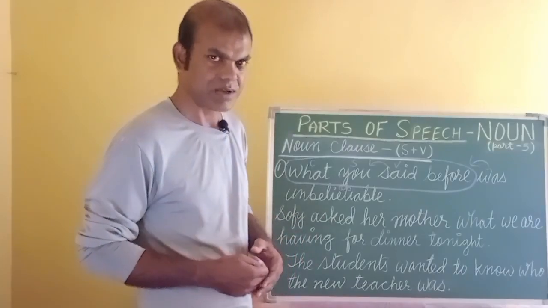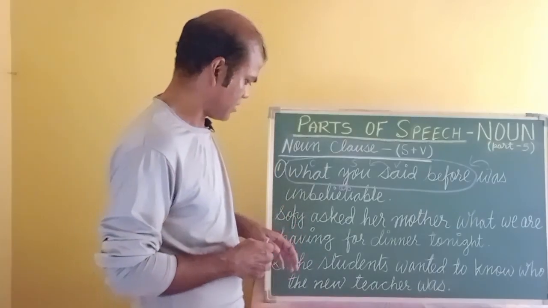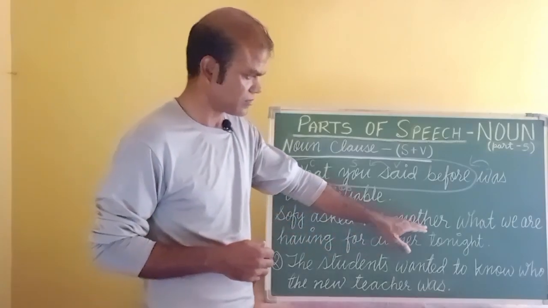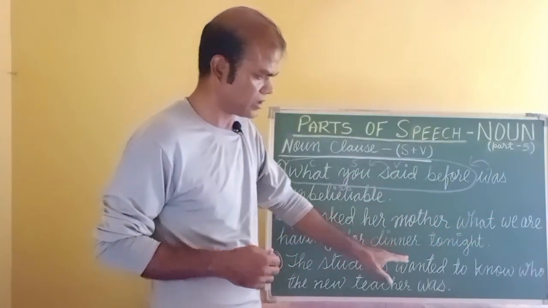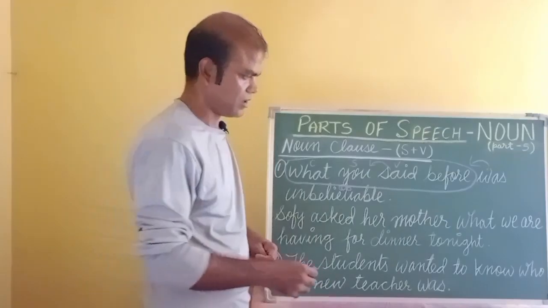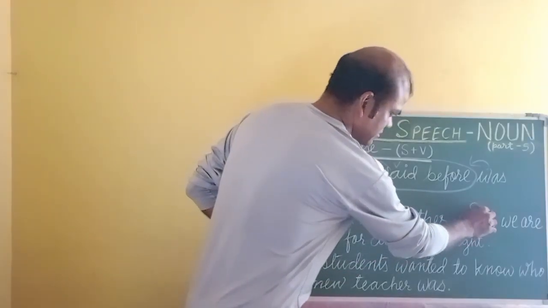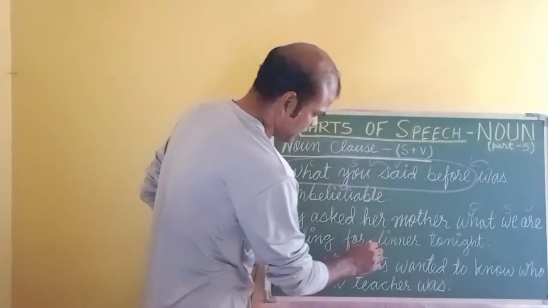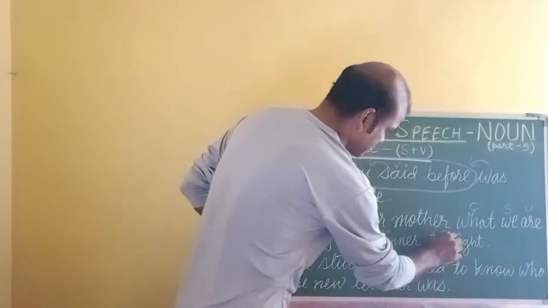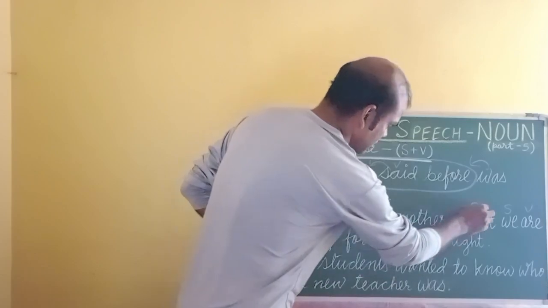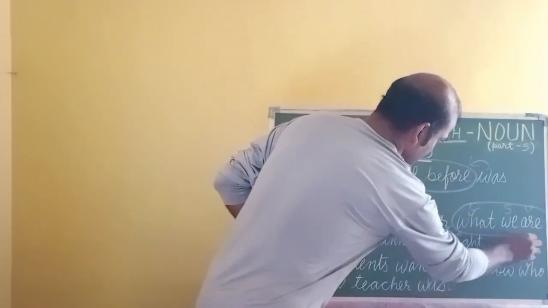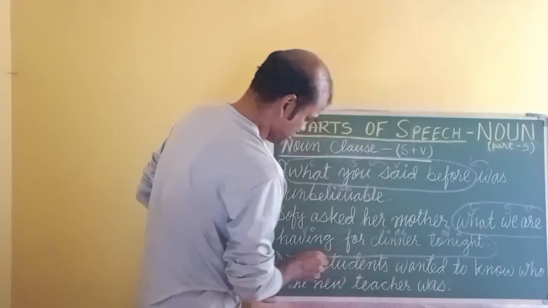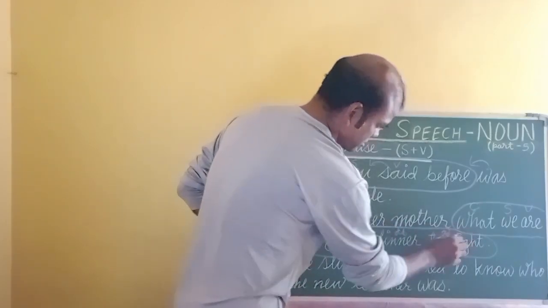I have another example, you will know it better from that. Sophie asked her mother what we are having for dinner tonight. Okay, so now this is the conjunction, this is the subject, this is the verb, and this is the adverb, this is the object. Now this whole group of words is the noun clause.